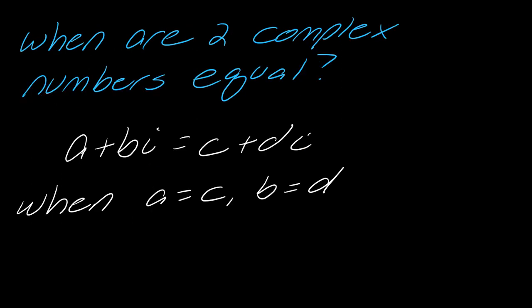And just to make it clear, when are two complex numbers equal? If I have a plus bi equals c plus di, then that would mean that a equals c and b equals d. That's the only way that they can be equal.